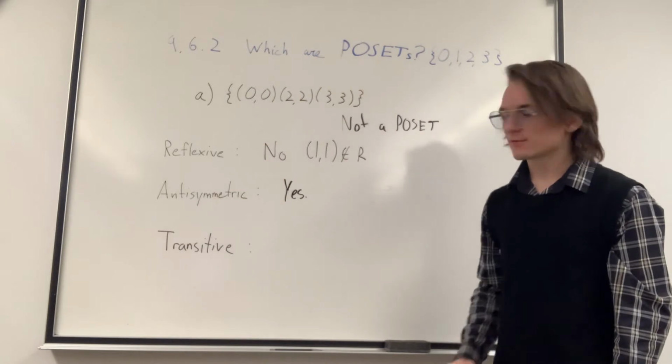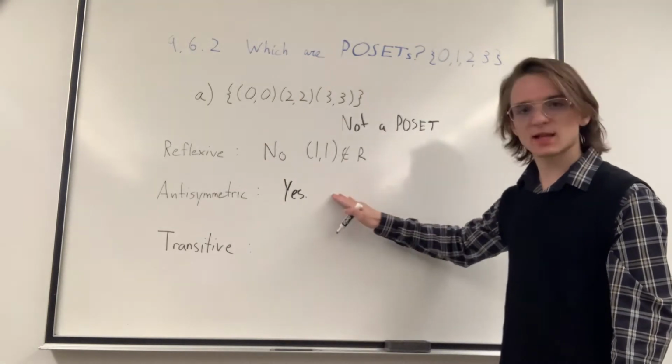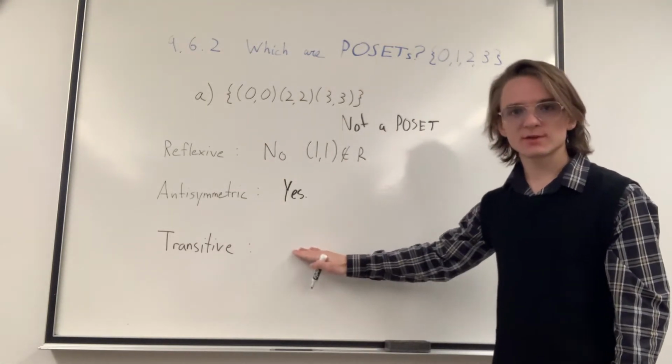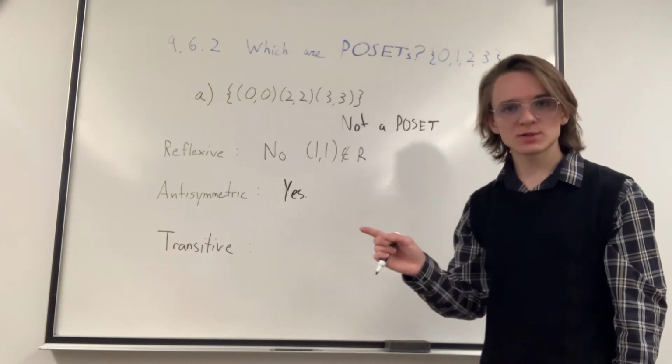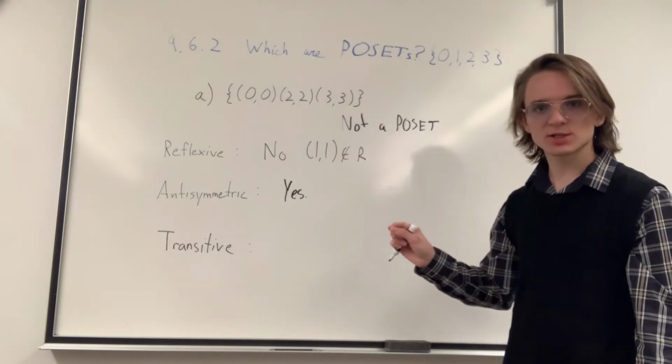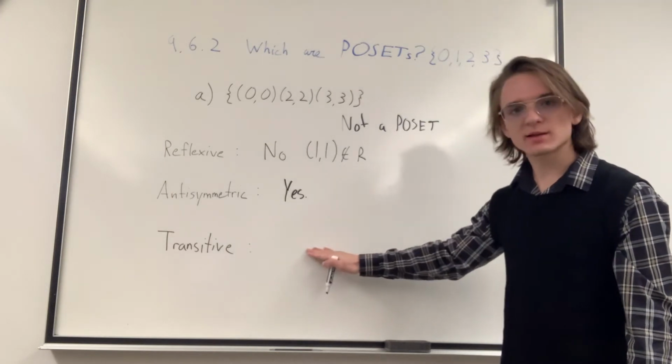Finally, is it transitive? And well, for the same reason that it is antisymmetric, it is transitive. We don't have any two pairs in which the right-hand side of the first pair matches the left-hand side of the second, so it automatically passes transitivity.